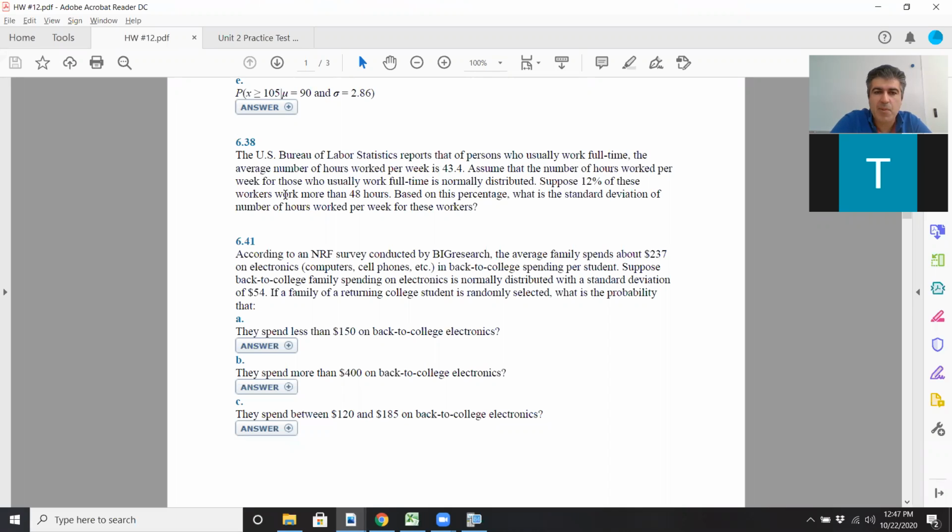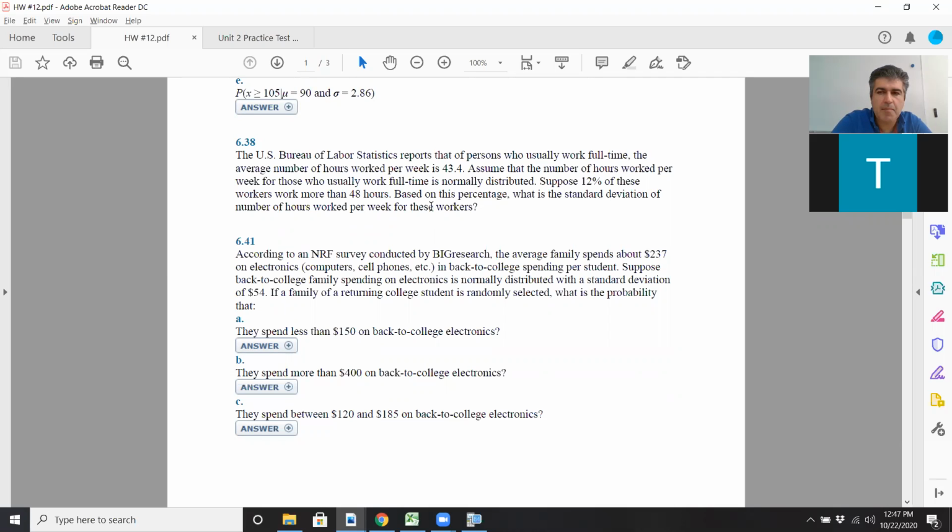Assume that the number of hours worked per week for those who usually work full-time is normally distributed. So 12% of these workers work more than 48 hours. Based on this percentage, what is the standard deviation of the number of hours worked per week for these workers? Okay, that one's a little bit tricky.